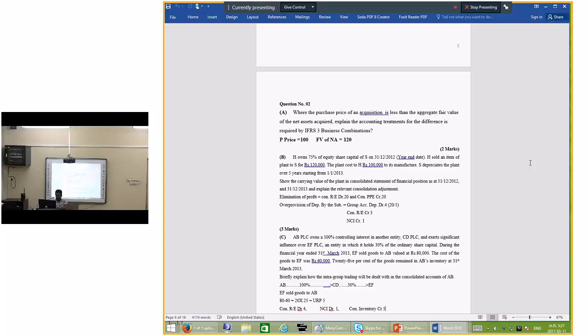S depreciated the plant over 5 years starting from 1/1/13. Show the carrying value of the plant in the consolidated statement of financial position as at 31st December 2012 and 31st December 2013, and explain the relevant consolidation adjustments. Again, how many marks? 3 marks.